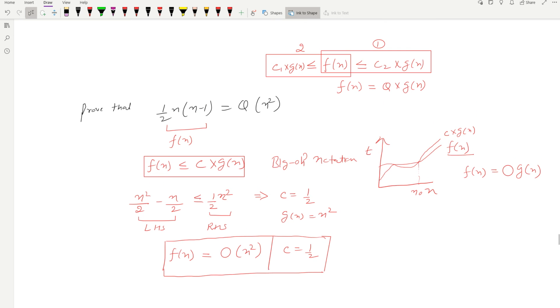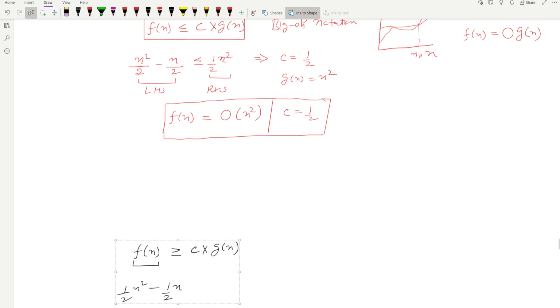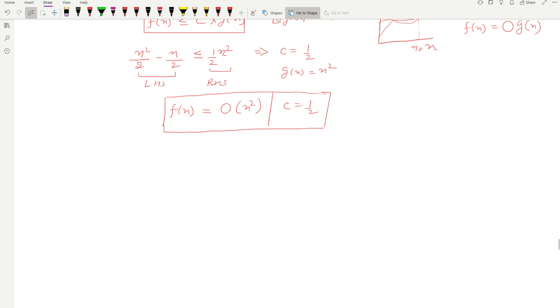So what is the second part? We have to prove that this function f of n is greater than or equal to some constant multiplied by the g of n function. So in order to prove this, what is the definition this particular definition says? This is actually the definition of omega. This is the omega notation.